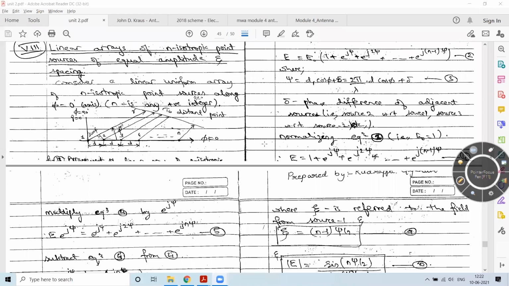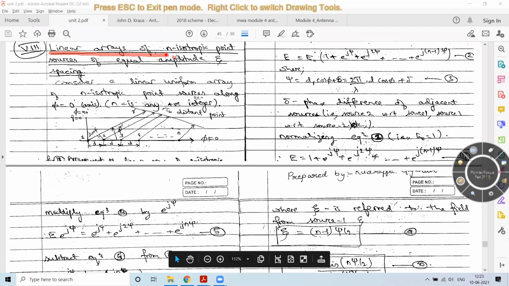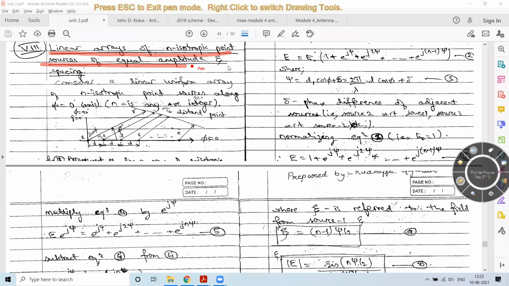So in yesterday's session, we saw a few of the cases pertaining to two isotropic point sources. And then we came down to the condition of a linear array of n isotropic point sources, which are having equal amplitude and equal spacing between each other. So this is the geometric orientation of how the sources are placed along the phi equal to 0 degrees axis. And in this case, we are considering source one as the reference point to measure the total field at a distance r from that reference point.